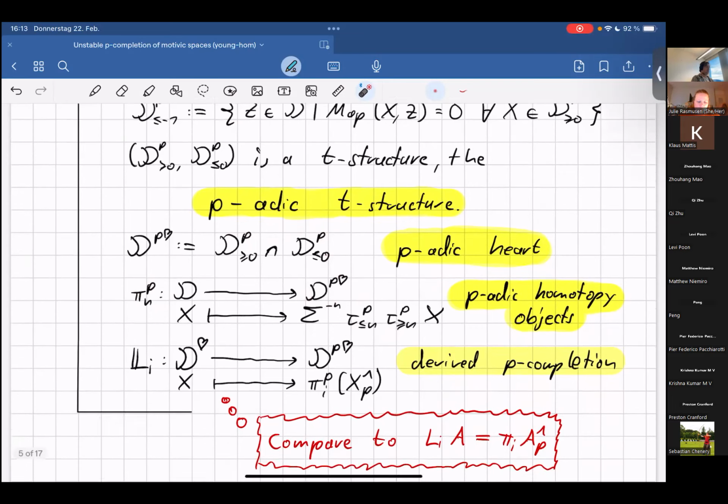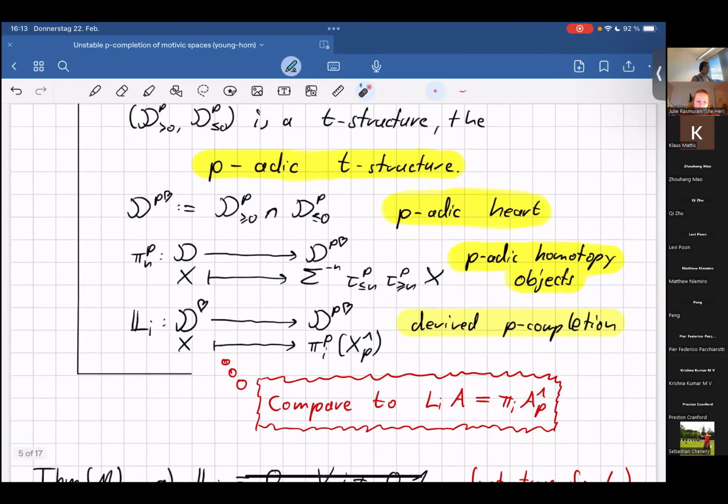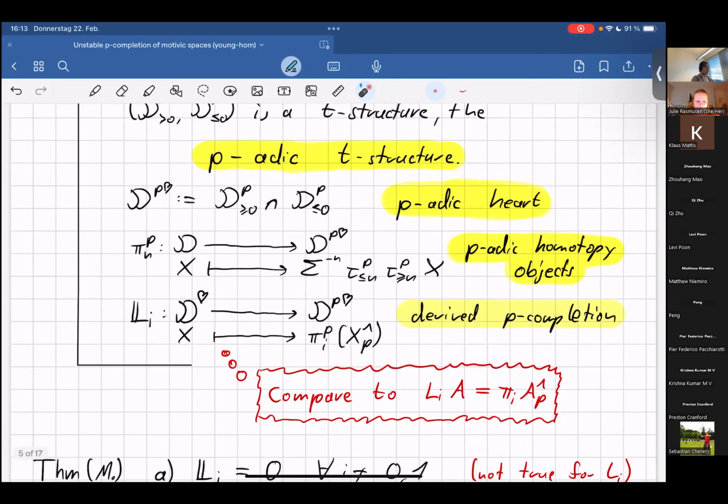Okay, so we have this, and now we can define these black bold Li functors, which are the new derived P completion functors. We start with some object in the normal heart, so in the heart from the old T structure, and then we P complete it and take the ith homotopy group with respect to the new T structure, and then land in the p-adic heart. And we can compare this to the old definition of the derived P completion functor, where we took the homotopy object with respect to the normal T structure.